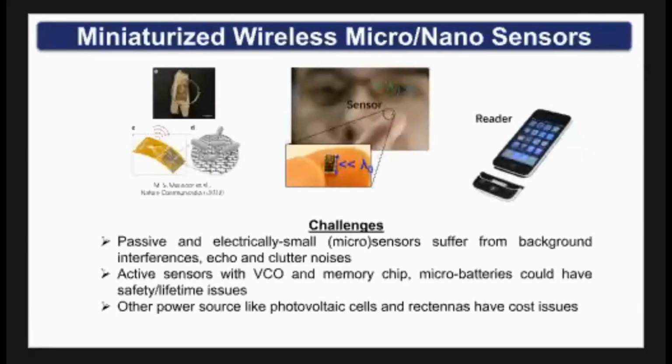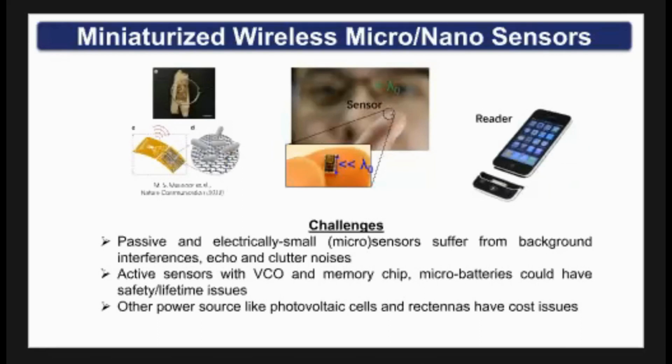However, if you want to make the sensor very small, in order not to affect the food condition, and also battery-free and maintenance-free, the problem is that it's hard to accurately interrogate the sensor because of the clutter, echoes, self-jamming, and multiplexed scattering. All of them can interfere with the detected signal.